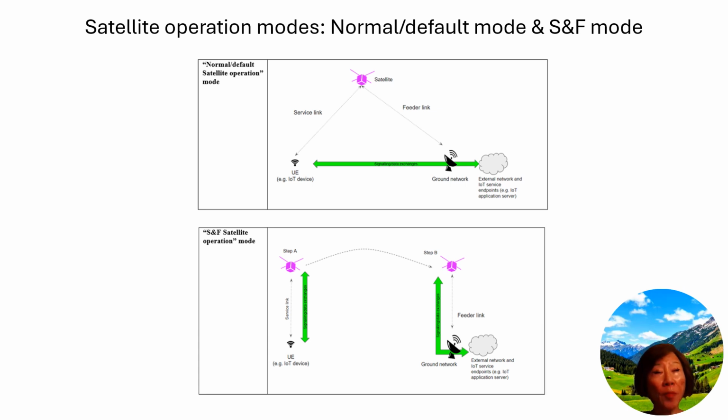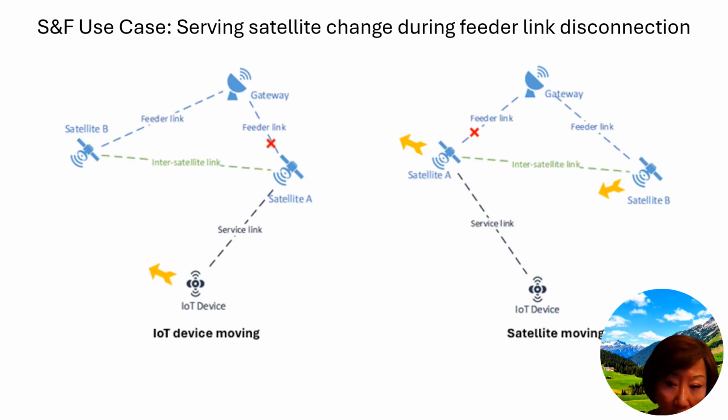So we're talking about a very flexible network topology. Okay, that's all for this picture. The next one also has two diagrams that I put together side by side so that we can look at them together. These two diagrams illustrate the concept of serving satellite change during feeder link disconnection.